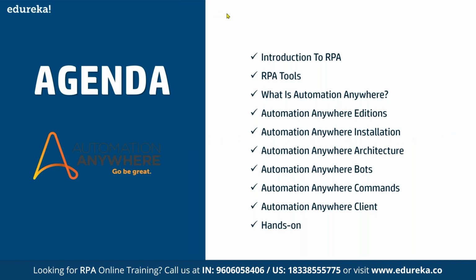So, the agenda. What are we going to discuss in this session? We'll discuss the introduction to RPA, that is, what RPA is. We will learn about the different types of RPA tools available in the market. We'll learn about what Automation Anywhere is, and the various editions of the Automation Anywhere platform. We'll learn about Automation Anywhere installation, that is, how we go about installing the platform. We will also discuss Automation Anywhere architecture, bots, commands, and clients.